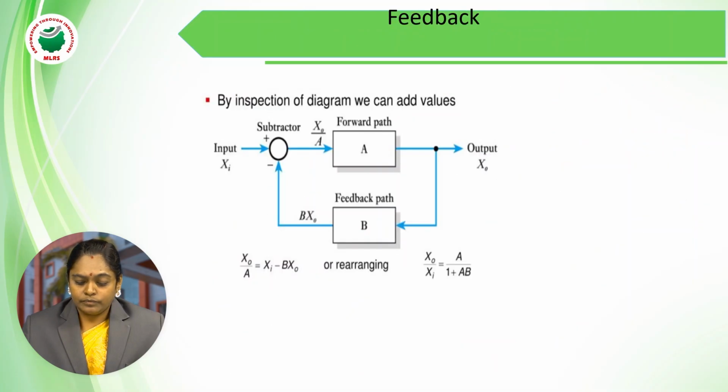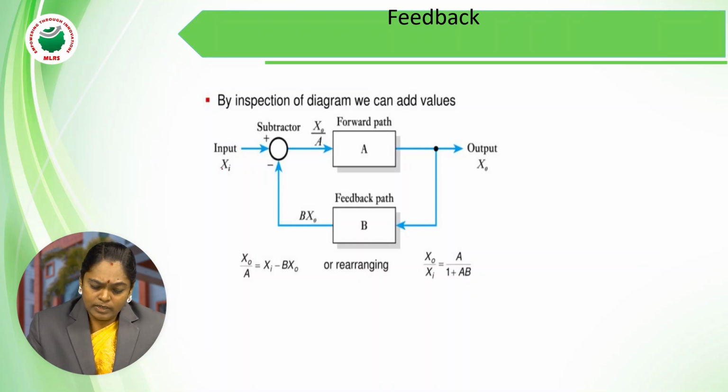Depending upon this, as I told you, this is a reference input. So for this block diagram, the reference input is Xi and the actual input is the output of a subtractor, and this is an output parameter, and there is a feedback path which has a gain B and a forward path which has a gain A.